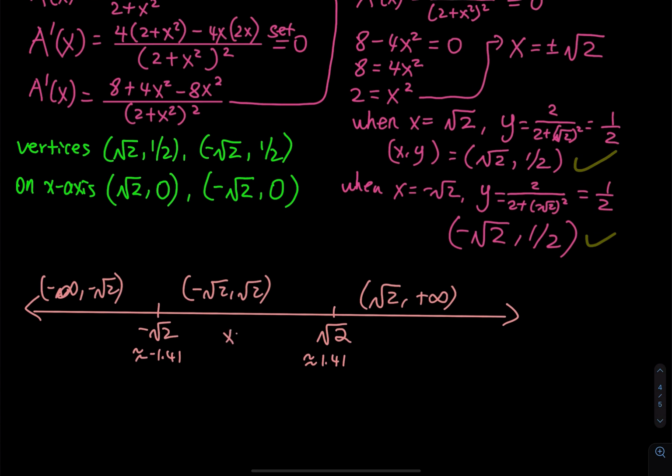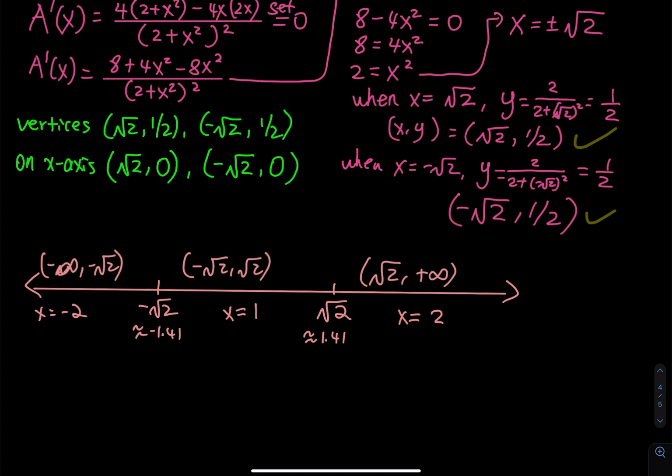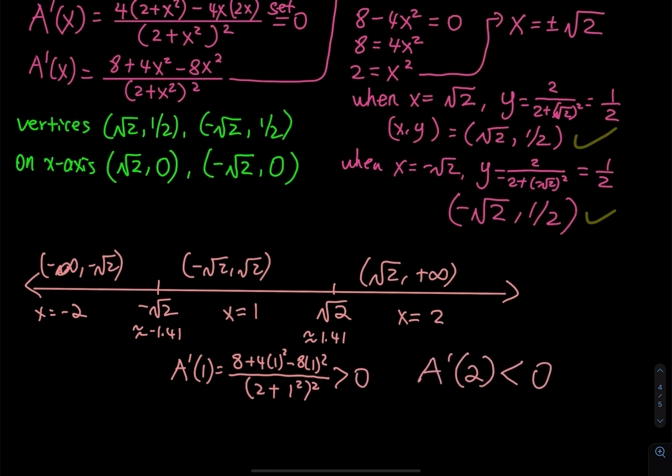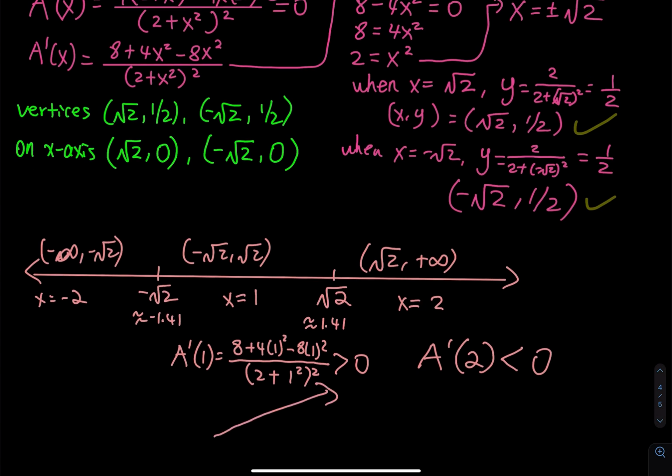How about x equals 1? How about x equals 2? How about x equals negative 2? You will be testing that. So at a prime equals 1, you will be using this: a plus 4x squared minus ax squared. So we have a plus 4 times 1 squared, and then minus 8 times 1 squared, divided by 2 plus 1 squared, all squared. That gives you a greater than 0, and then a prime of 2 gives you a less than 0. So this one will be increasing, and this one will be decreasing. So at that point, there is a maximum.